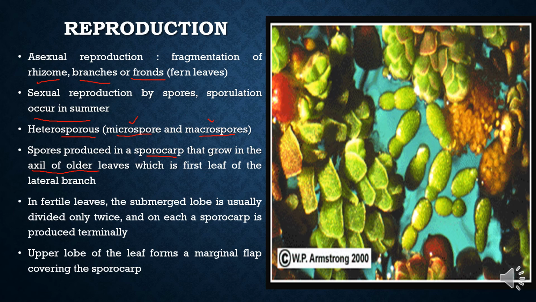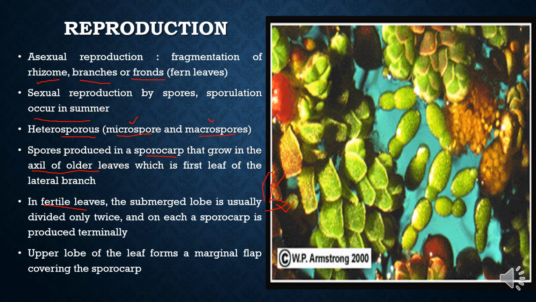So when the plant turns fertile, we know that Azolla has two-lobed leaves. The upper lobe contains the Anabaena, and the lower lobe is where reproduction is limited. So this one, the lower lobe.